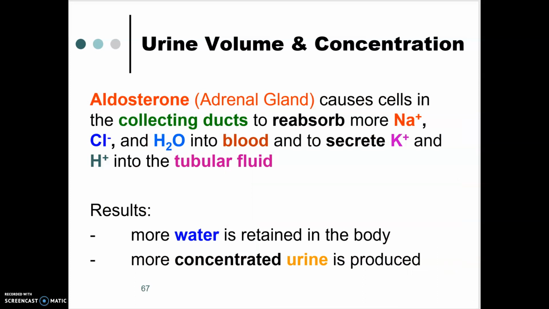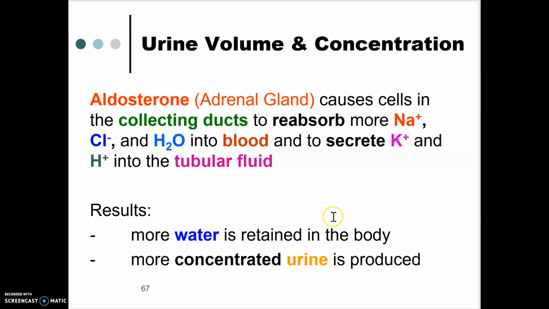Now, the other hormone we talked about, aldosterone, is secreted by the adrenal gland, and that's going to cause cells in the collecting ducts to reabsorb more sodium and chloride. As a result of moving sodium and chloride, of course, water is going to move back into the blood. So it's another way that we will have water retained in the body and produce more concentrated urine.